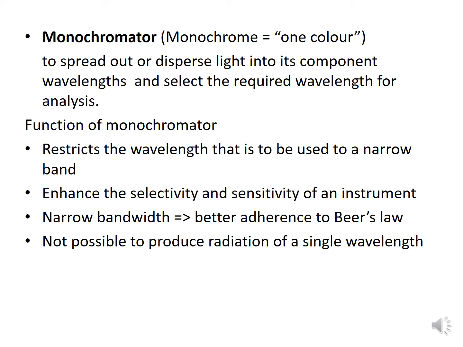What is the function of the monochromator? It will restrict the wavelength to be used to a narrow band, which means it will be specific for a certain band of wavelength. Next, it enhances the selectivity and sensitivity of the instrument. And narrow bandwidth gives better adherence to Beer's law. When you have a narrow bandwidth, you can get a sharp wavelength or sharp absorbance value. It is not possible to produce radiation of a single wavelength.